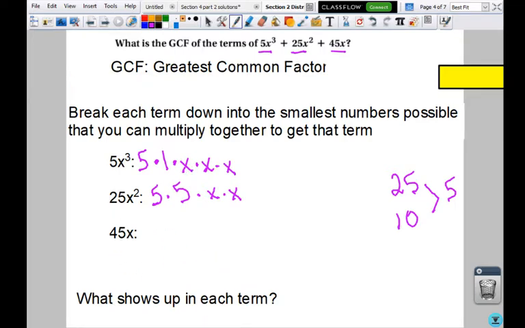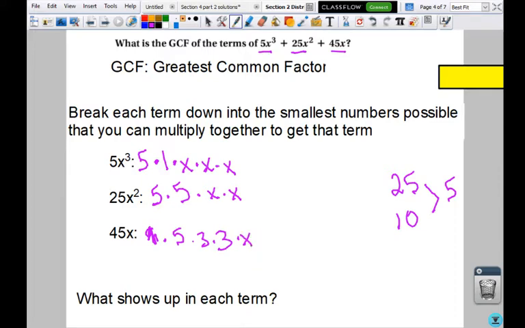How can I split up 45? 9 and 5, right? 9 times 5, but can't I split up 9 to be something else? Yes, 3 times 3. So I'm going to cross out 9, and I'm going to go 3 times 3, because I want to split this up as much as I possibly can. And the last one, we will put times x, because I've just got the 1x.